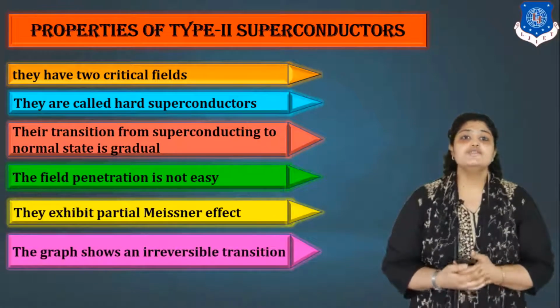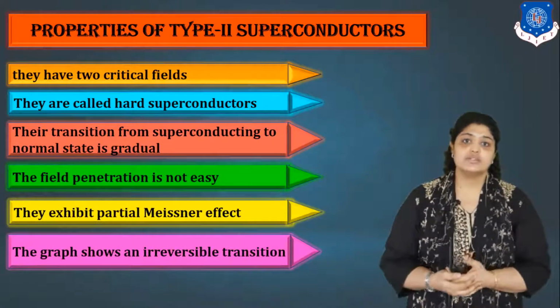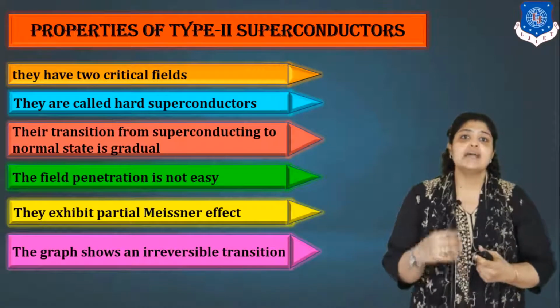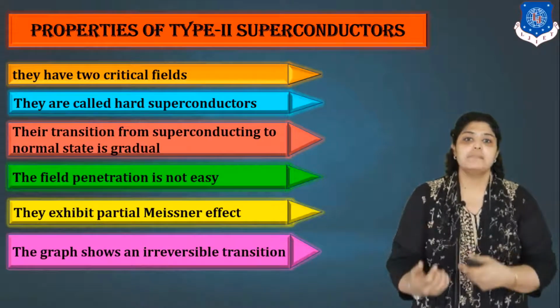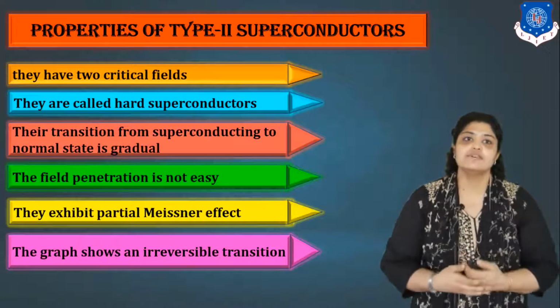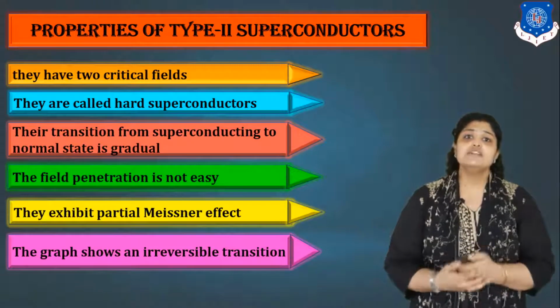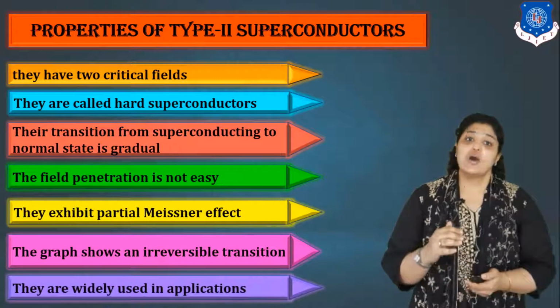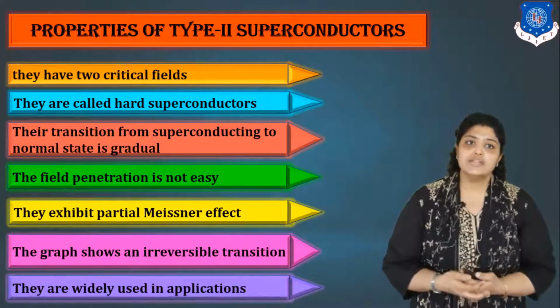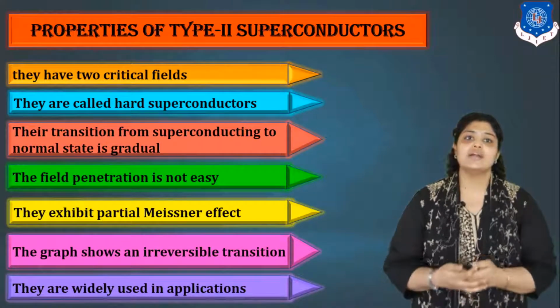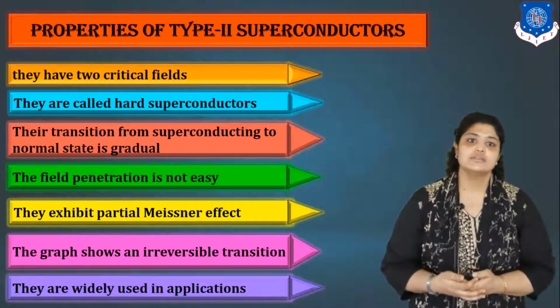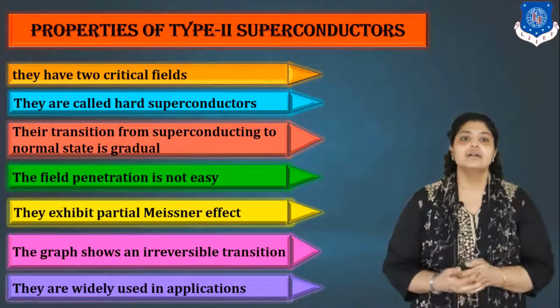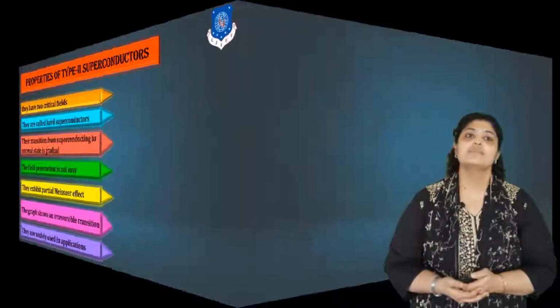Next, the graph shows an irreversible transition because in the vortex state, some magnetic field lines have already started penetrating, so the graph becomes irreversible. Because the field penetration is difficult, and they also have higher critical temperatures, they are used in a wide variety of applications. I complete the topic types of superconductors.